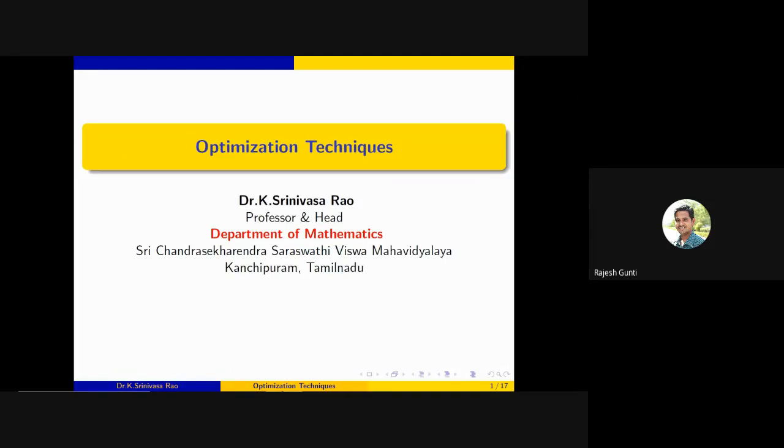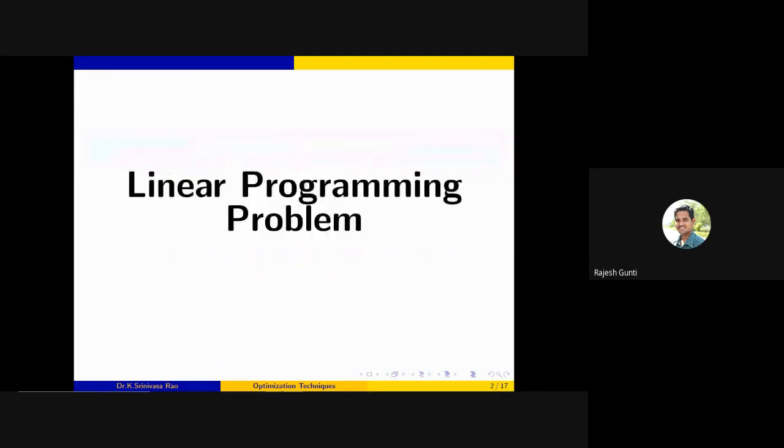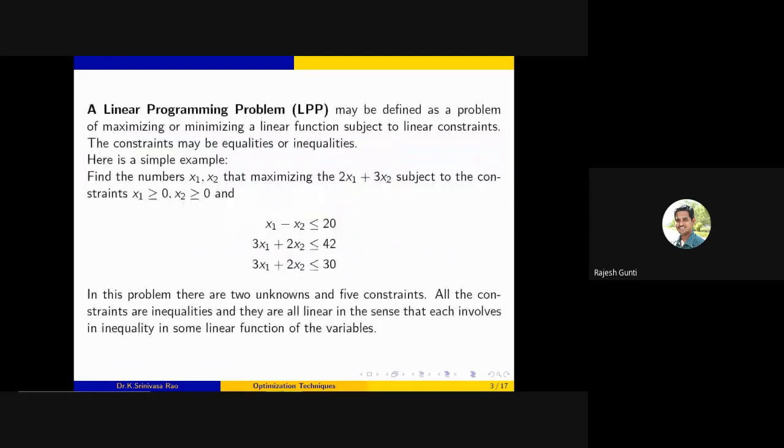Today I will explain how to solve LPP problems using MATLAB. LPP is linear programming problem. A linear programming problem may be defined as a problem of maximizing or minimizing a linear function subject to linear constraints. The constraints may be equalities or inequalities.